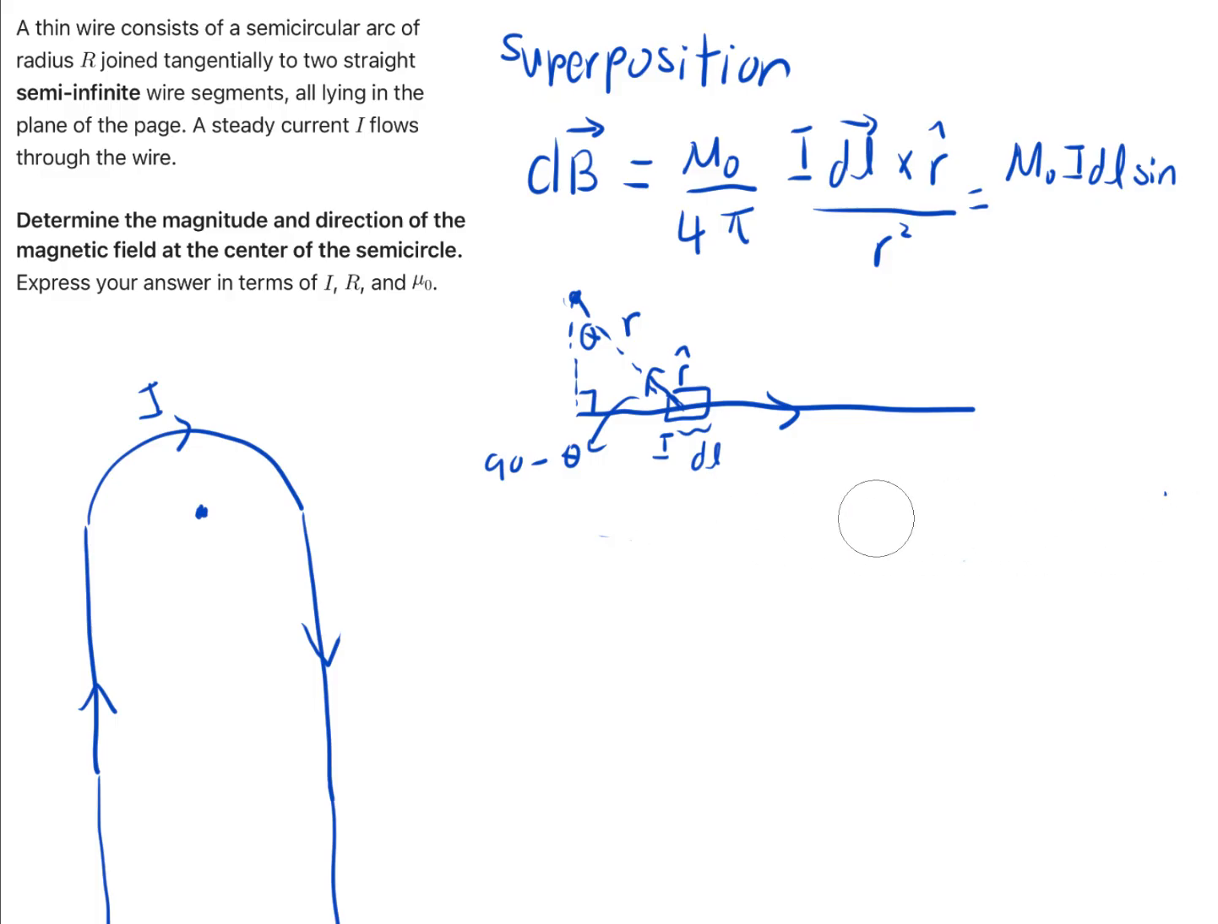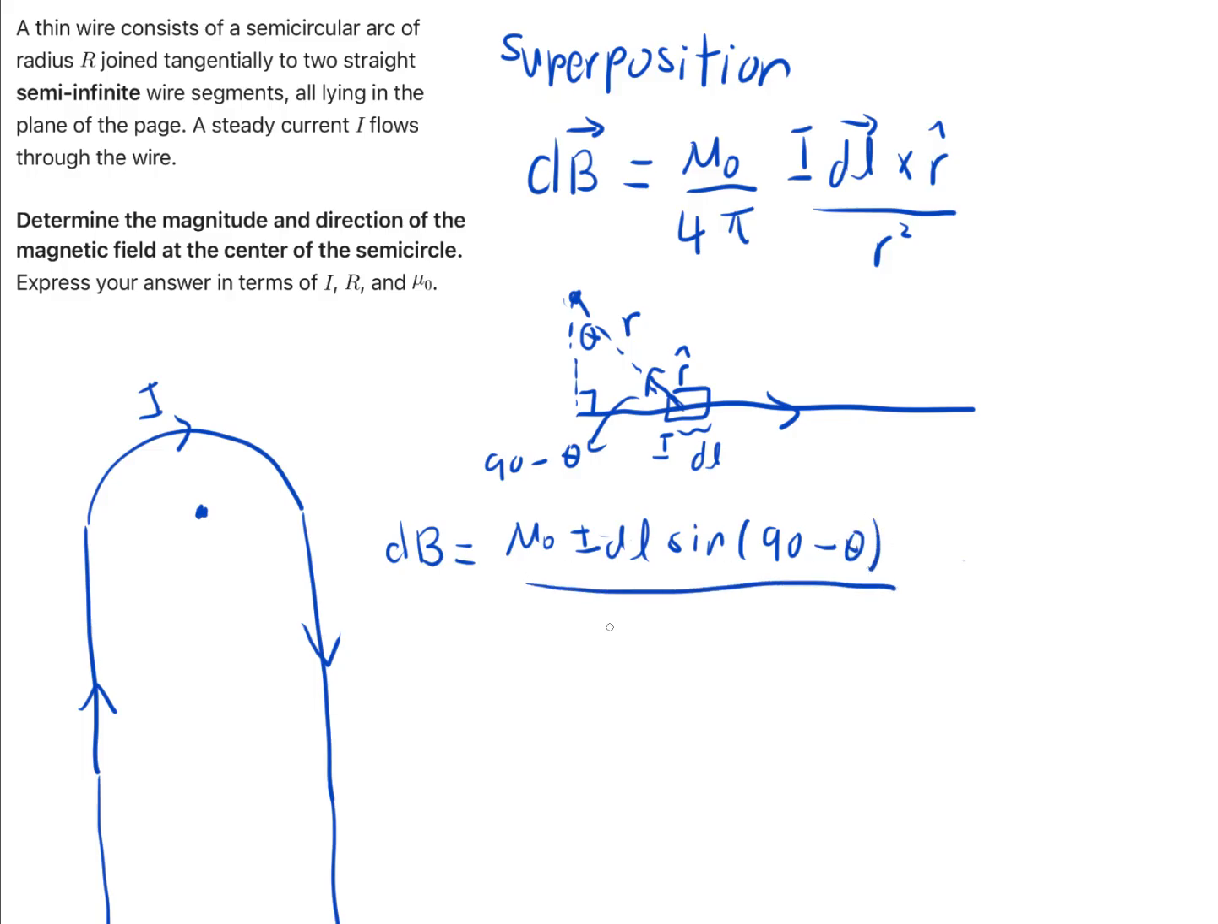So with that in mind, we can write sine of, I'm kind of running out of space there. Let me write it down here. So that becomes dB equals mu naught I dl sine of the angle between them, which is 90 minus theta, over 4 pi r squared.